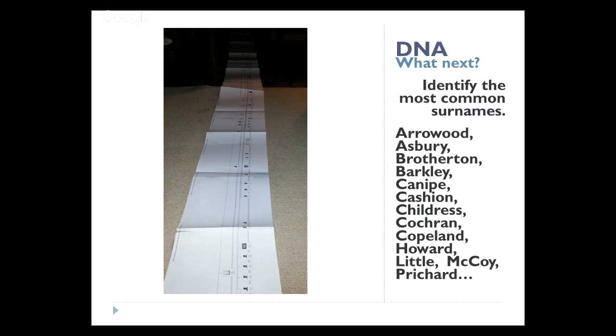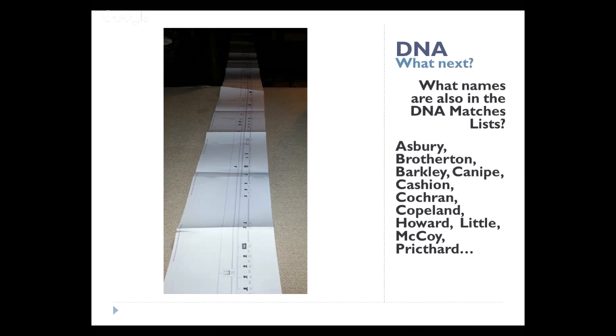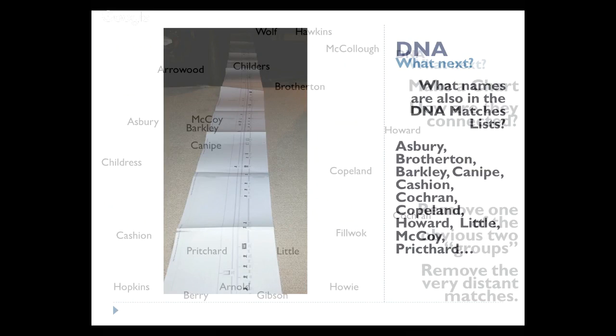And I found that I could identify the most common surnames that were in this family tree: Arrowwood, Asbury, Brotherton, Barclay, Knight, Cashin, Childress, Cochran, Copeland, Howard, Little, McCoy, and Pritchard, among others. And I went from this printout of 20 pages of pedigree and looked to see what names were also in Betty Jean's DNA matches list. And they were Asbury, Brotherton, Barclay, Knight, Cashin, Cochran, Copeland, Howard, Little, McCoy, and Pritchard. You get the idea that there's lots of matches.